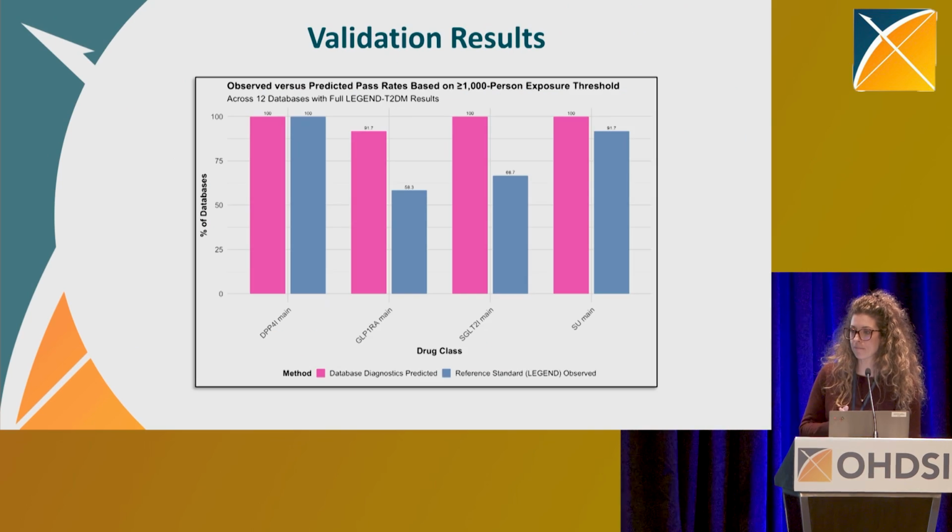Next slide, please. So first off, let's start with the target and comparator results. To orient you to this graph, the y-axis is the percent of databases that meet that 1,000 person threshold. The x-axis is each of our different drug classes. And then the pink bar there is what database diagnostics predicted. And the purple is our Legend kind of reference standard.